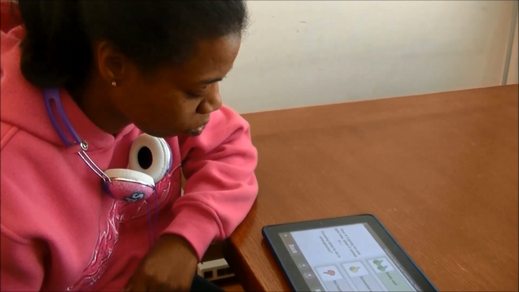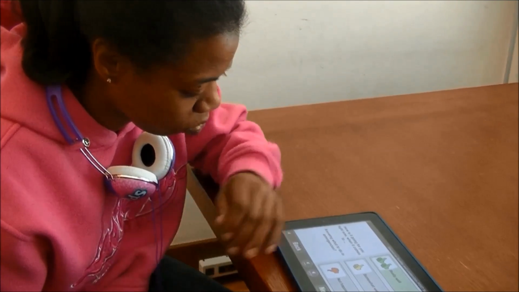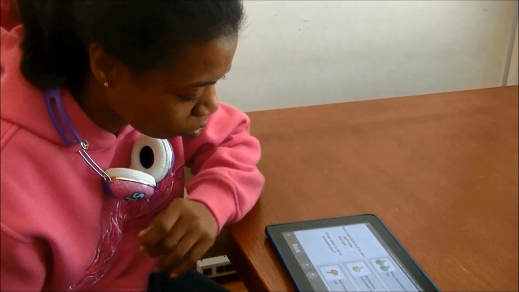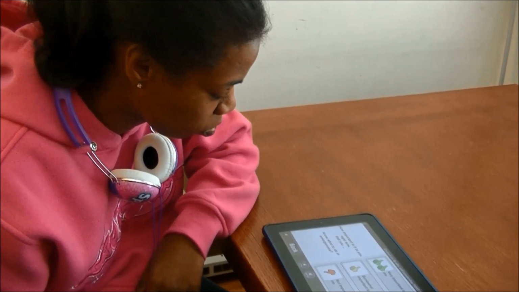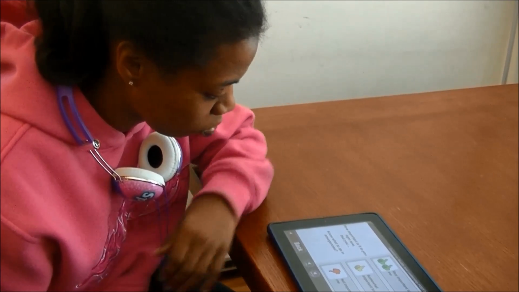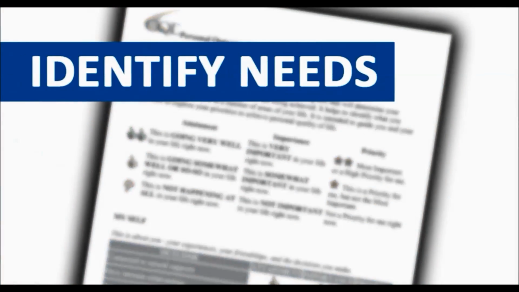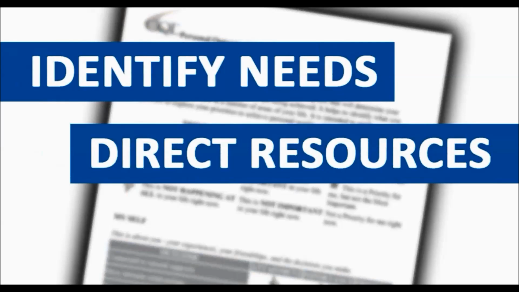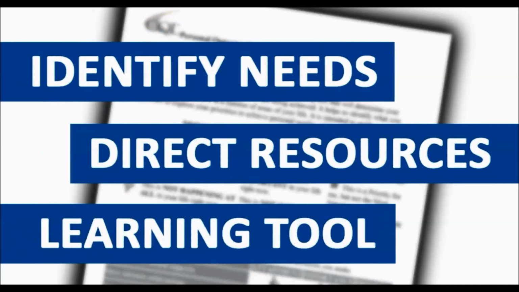For organizations, the POST app can be used to assess people's view of their current life circumstances on an individual level, as well as aggregated across an organization's services. The results can be used to identify the needs of people and direct resources for improved responsiveness to those needs. It is a learning tool to better support quality of life.